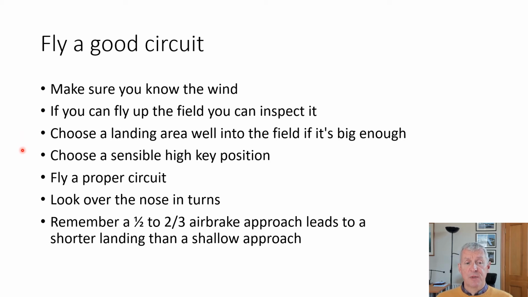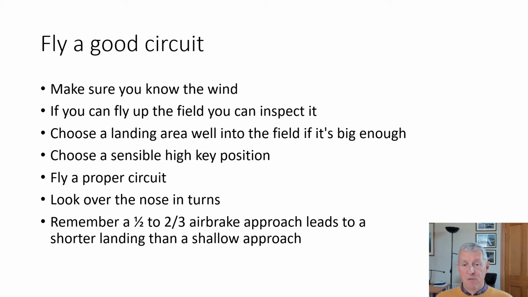And then we need to do a proper circuit, a sensible high key position at the right height, a proper circuit, not getting fixated on where we're going to land, looking over the nose in turns for reasons we'll come to. And don't forget that a 1/2 to 2/3 air brake approach leads to a shorter landing than a shallow approach. So we're doing a conventional circuit with a 1/2 to 2/3 air brake approach, wings level at 300 feet above the field.